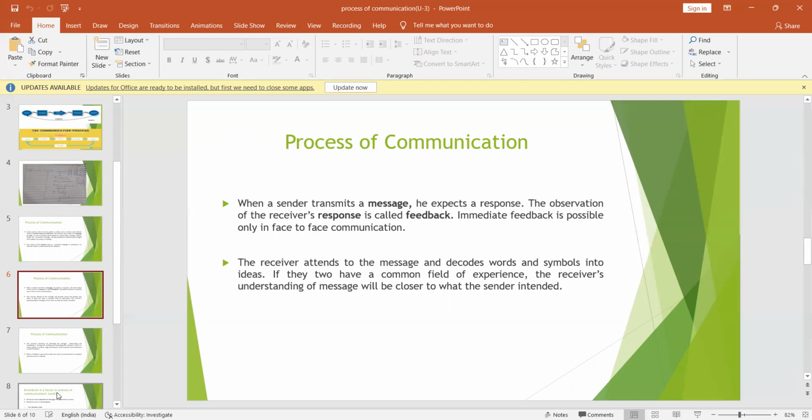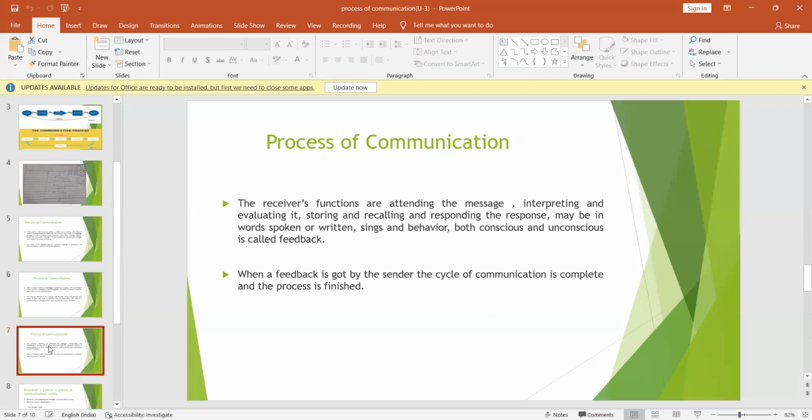Okay. Now the question is, what is the receiver's function in the process of communication? The receiver attends to the message, decodes the words, the symbols, into ideas. If the two have a common field of reference, the receiver's understanding of the message will be closer to what the sender intended. That means the sender should always take good care in the communication process. Then comes the receiver's function: attending the message, interpreting and evaluating it, storing and recalling, and responding. The response can be in a conscious way, or in an unconscious way also. That is called seeing behavior. When feedback is received by the sender, the cycle of communication is complete and the process is finished.